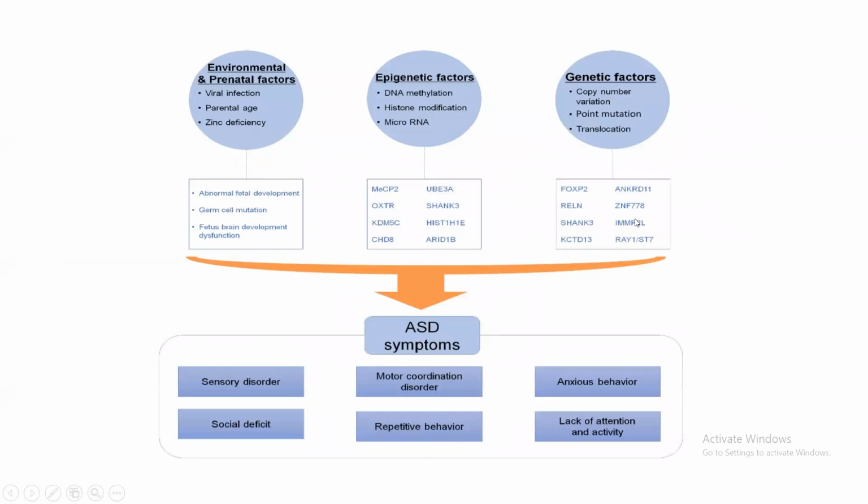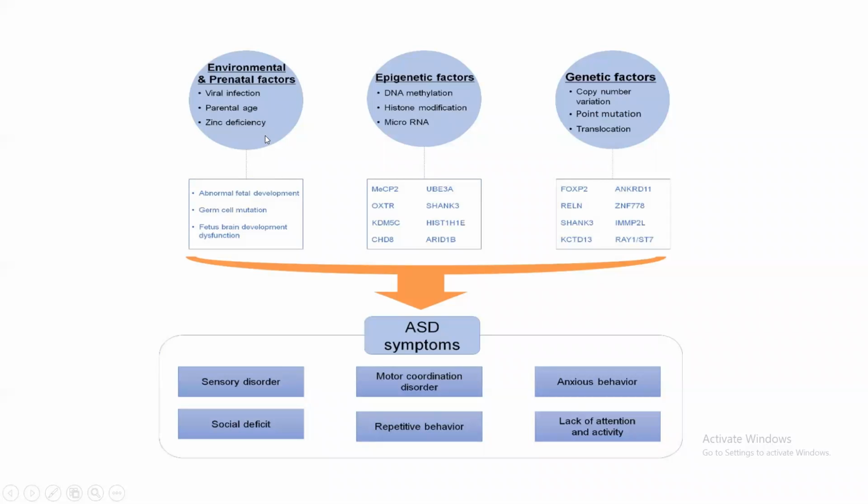So it basically has many different factors, which I explained: the environmental and prenatal factors like viral infection, prenatal age, gene deficiency; epigenetic factors like DNA methylation, histone modification, microRNAs; and genetic factors like copy number variation, point mutation, translocation. And you're wondering what these brief words are? These are just specific coded gene sequences that target the chromosome during the autism disorder.